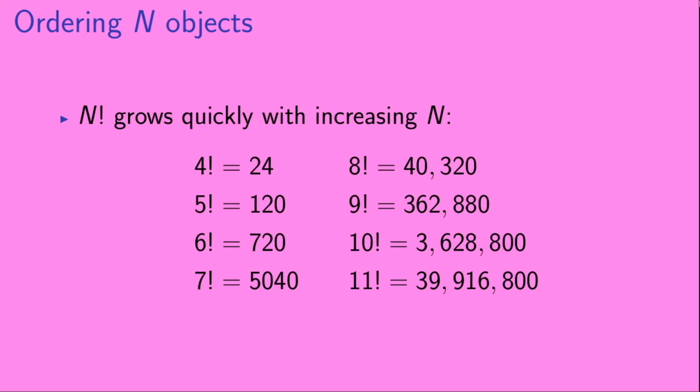So it's good to know that n factorial grows quite quickly with increasing n. So 4 factorial is equal to 24, 5 factorial is equal to 120, and 11 factorial is equal to 39 million and change.